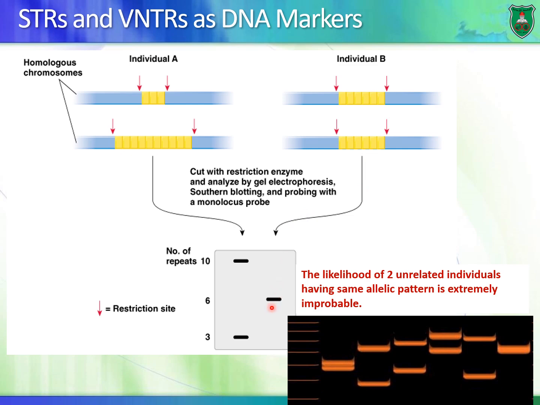If we do RFLP, or if we do PCR, and we'll talk about PCR later on, there's only one band, which is the 6-time repeated VNTR. So look at these different individuals looking at a certain VNTR or STR. You can see how each individual has his or her own molecular pattern, and this is what is known as molecular profiling or fingerprinting.